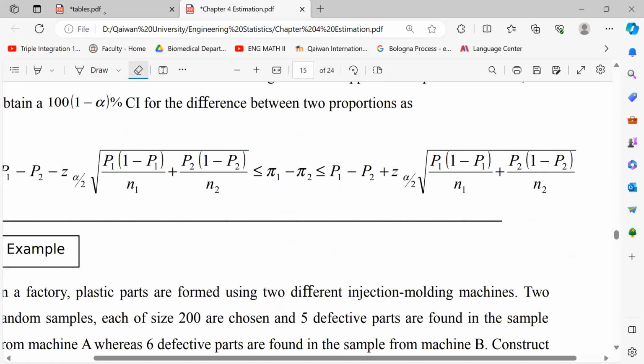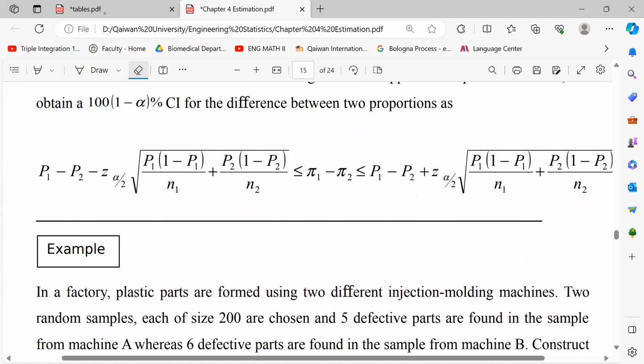In the previous one, we said for one population proportion, it's P minus Z of alpha over 2 times square root of P times (1 minus P) over N.